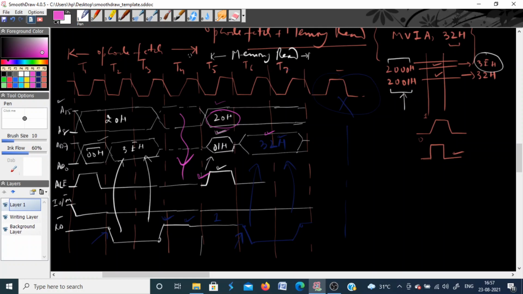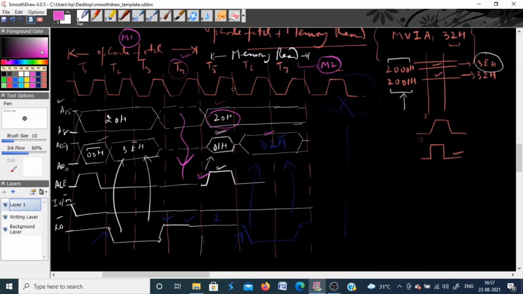Opcode fetch and memory read are very similar to each other. The only difference is that in the opcode fetch, since it's an instruction, along with fetching you have to decode and execute it, so that is done in the last clock period, T4. But once it is a memory read operation, not an opcode fetch, it is executed in 3 T states only. So these are what are called machine cycles. Opcode fetch is one machine cycle, M1, and memory read is another machine cycle, M2.